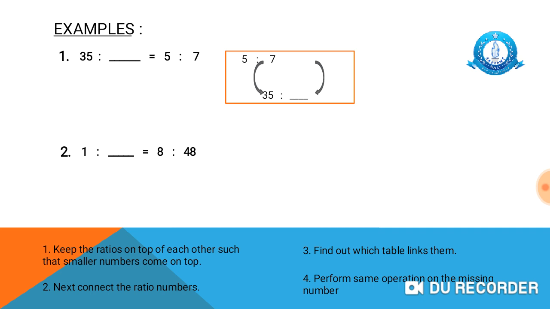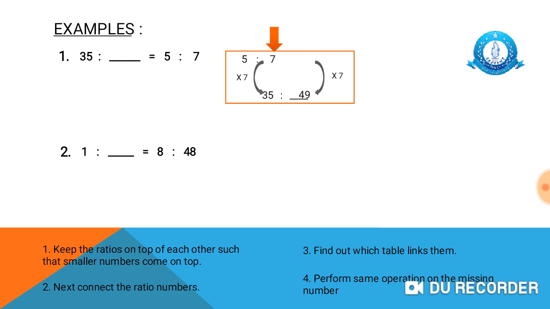Now for both the ratios, we have the first numbers over here, 5 and 35. Ask yourself this question: 5 is changing to 35. How? So you have to find a common table. 5 multiplied by 7 will give you the answer 35. Once you find out the table, you have to perform the same operation on the other number. 7 multiplied by 7 will give you the missing number. It's 49.